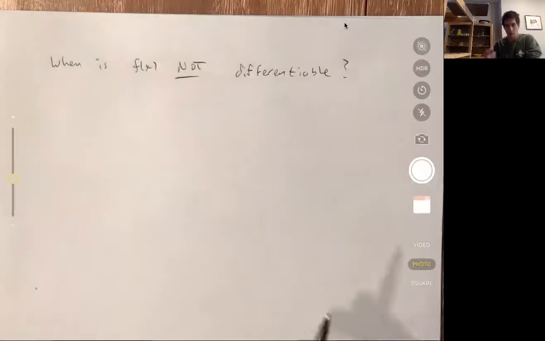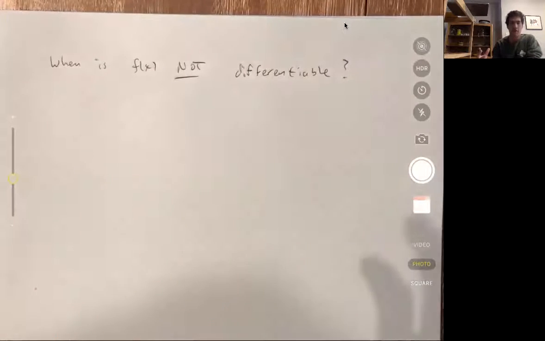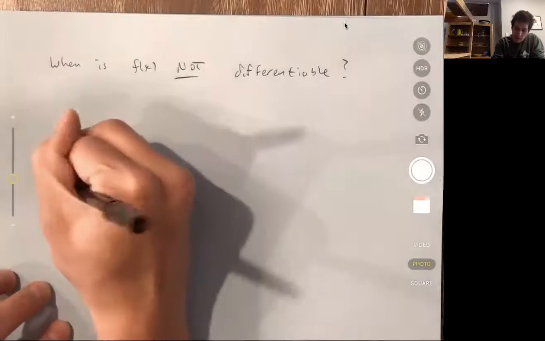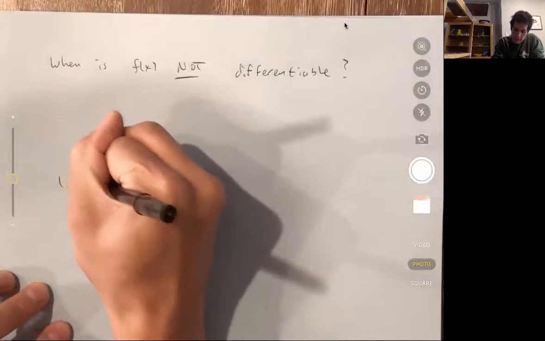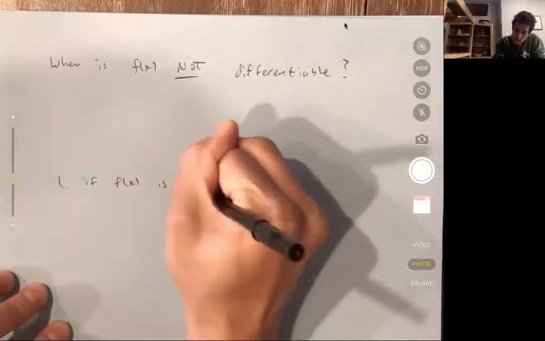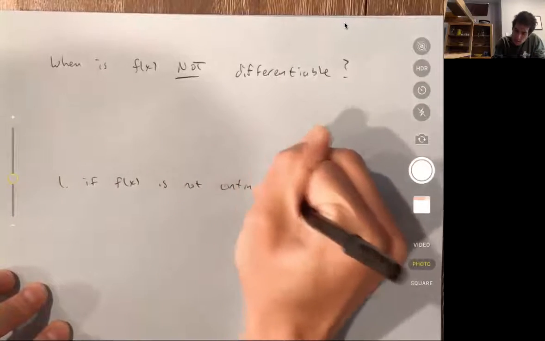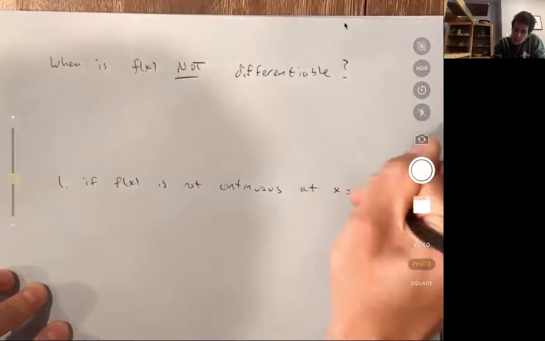Okay, so now I want to talk about when a function is not differentiable. So when can a function fail to have a derivative? The first way we saw in the last video is if f of x is not continuous at a point x equals a, then it doesn't have a derivative.